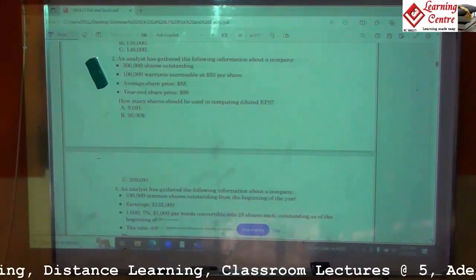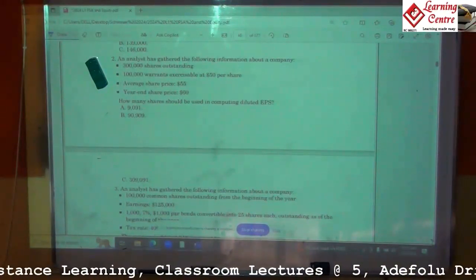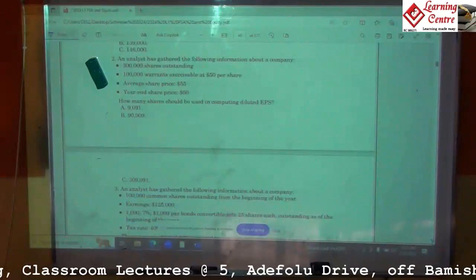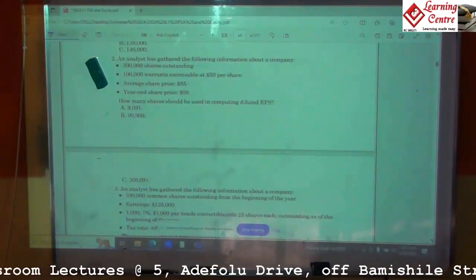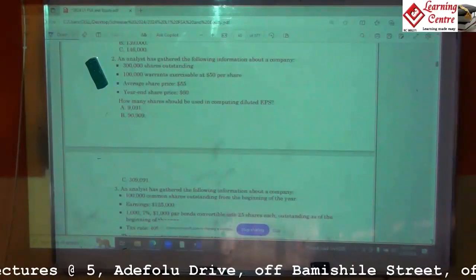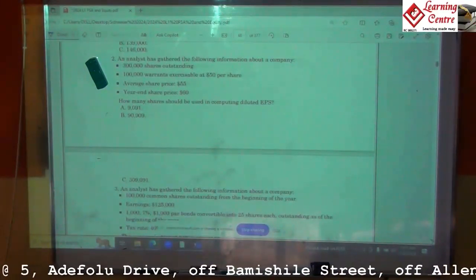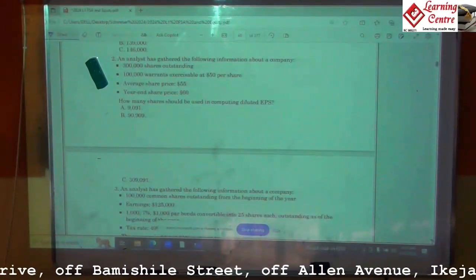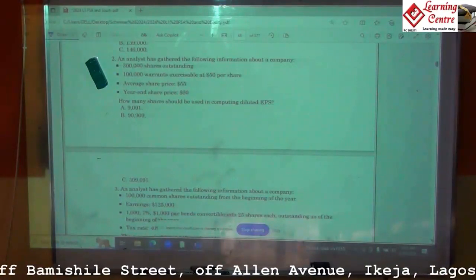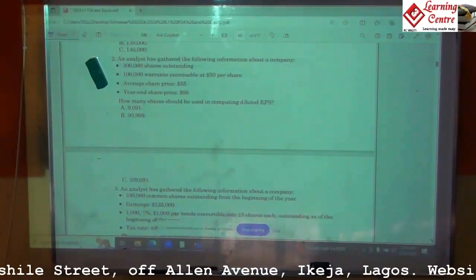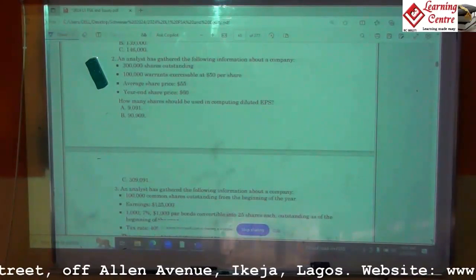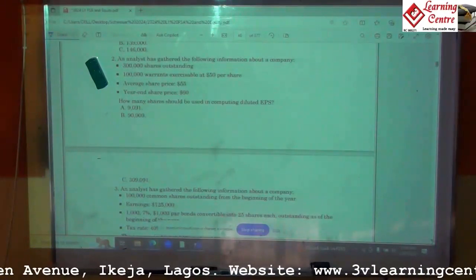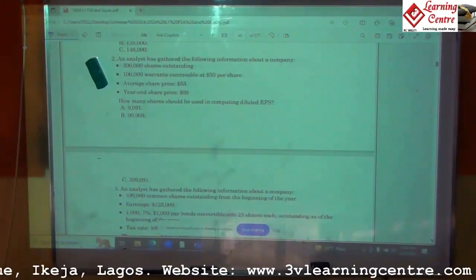So what goes into your number of outstanding shares? They are talking here, how many shares? So how many shares should you use in computing your diluted earnings per share? When the shares are outstanding, use the dilution. The 300 plus the dilution. Yeah, so we see the 300 plus which one now? 9.091. What's our answer?